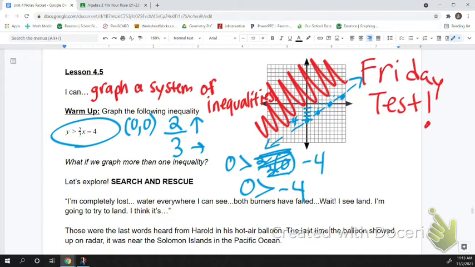Questions? No. This first problem. Our goal here is, what if we graph more than one inequality? That's our goal here today.